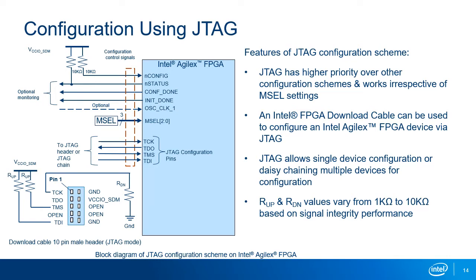JTAG configuration is performed not only using the Intel USB download cable 2, but also using the JAM player code running on another processor. The pinout for the download cable is shown and is essential to maintain compatibility with the Intel FPGA device. It is important to note that the Intel FPGA does not utilize the TRST pin in its JTAG interface. Another consideration when configuring via JTAG is the value of the pull-up and pull-down resistors. These values vary from 1 kiloohm to 10 kiloohms based on the signal integrity performance of the board.